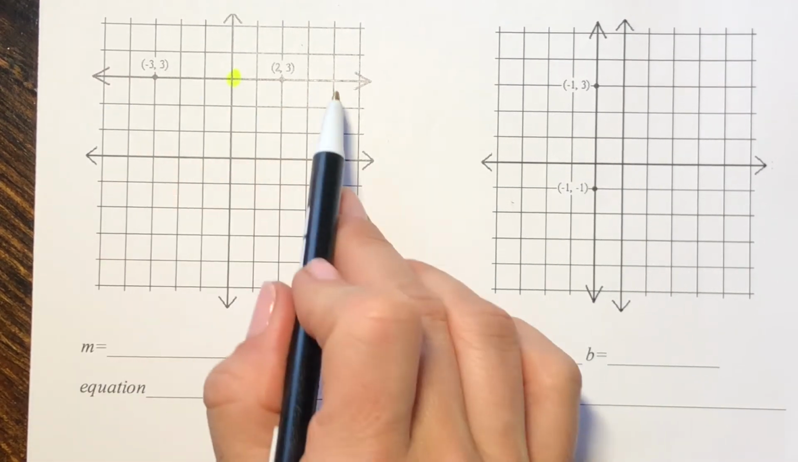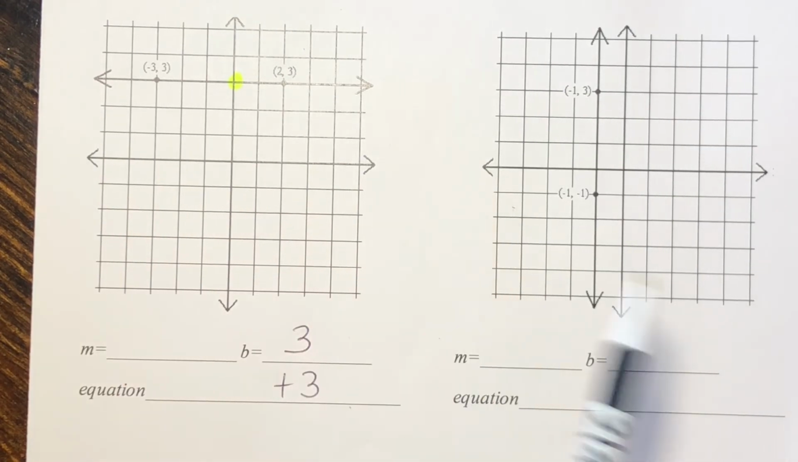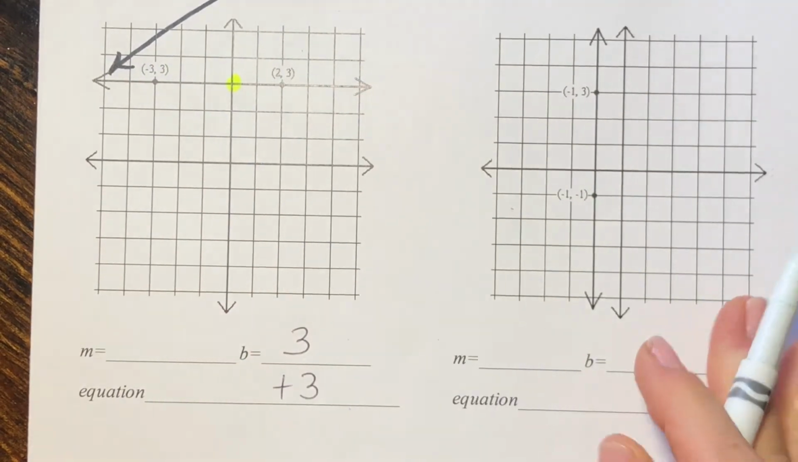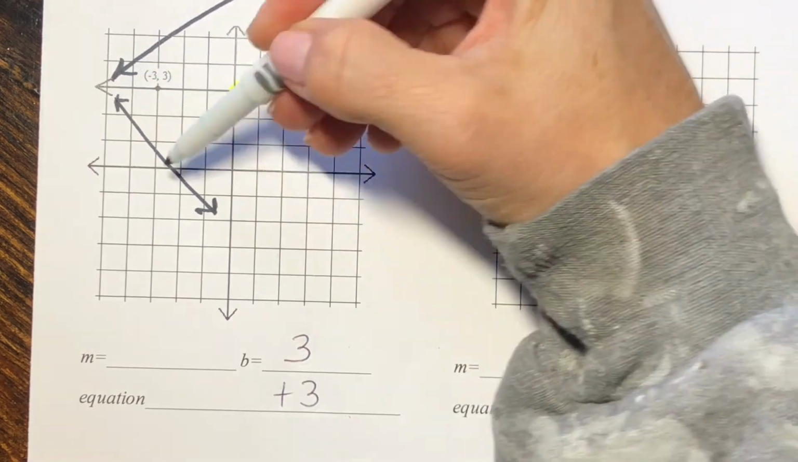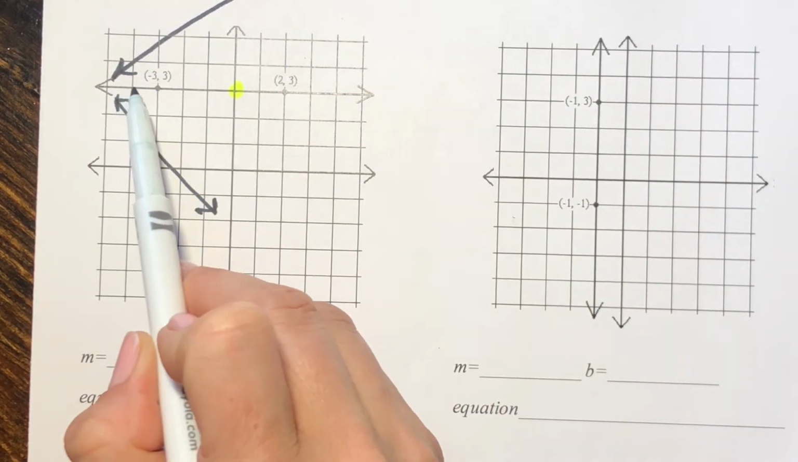Now, I'm looking at my slope, and if you remember from whatever standard that was, the slope of a horizontal line is not positive because it's not going up from left to right. It's not negative because it's not going down from left to right. And if it's not positive or negative, it's just 0.